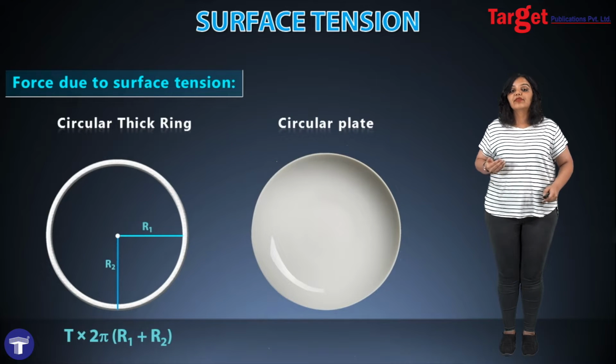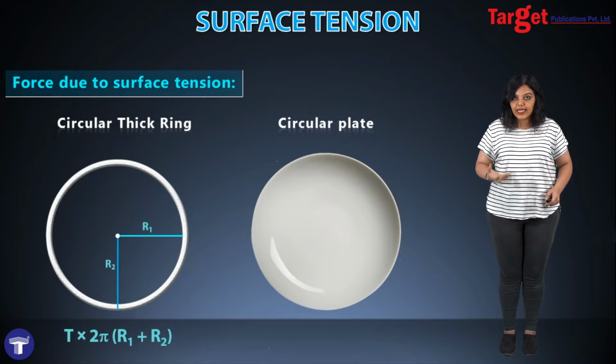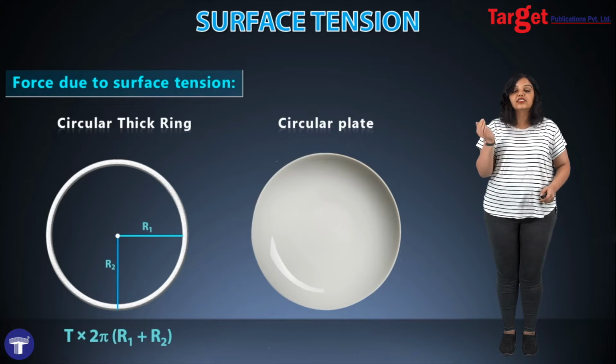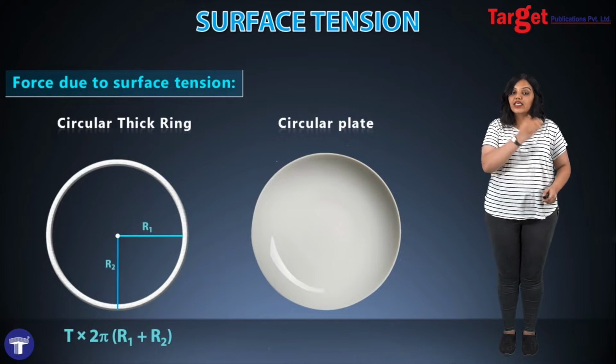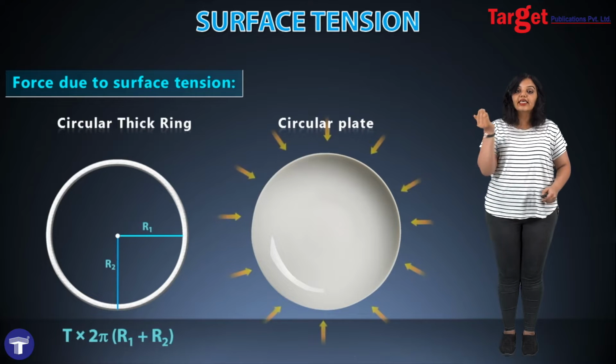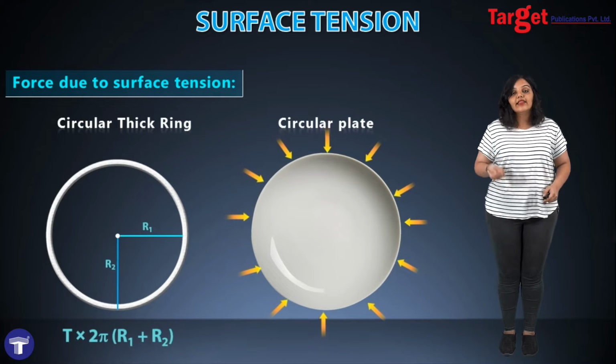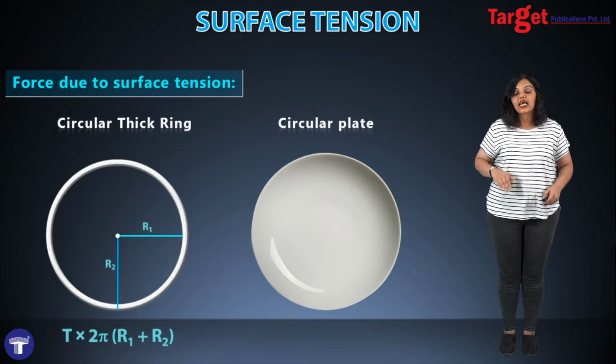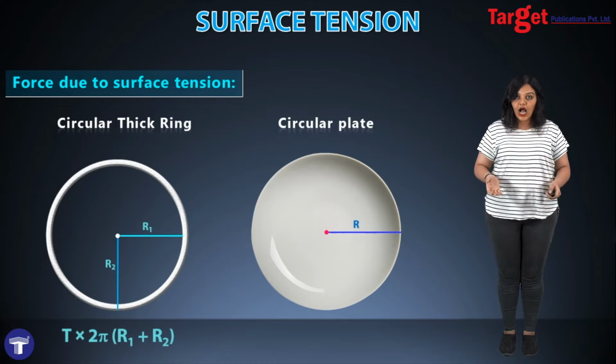Let's say, for example, you have a circular plate. The circular plate does not touch the liquid on the inside like a circular thick ring. However, it touches the liquid on the outside. Therefore, the effective length will be nothing but the circumference of this plate. If the radius of this plate is r, then the effective length is 2 pi r and the force due to surface tension will be 2 pi rT.